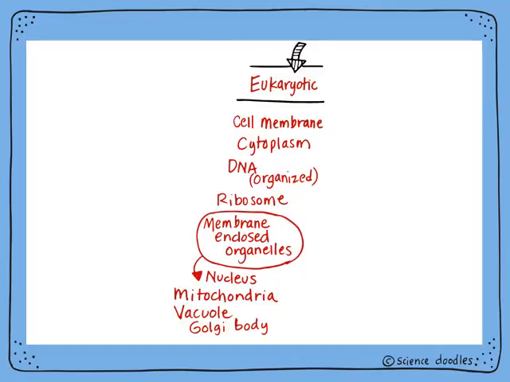Okay, we're going to fill out 2 sides of this. The first one is eukaryotic. They have a cell membrane, which is the outside around the cell. We have cytoplasm, which is like the goo inside the cell. We have DNA that's organized and stored inside the nucleus. We have ribosomes. We have membrane-enclosed organelles. We have a nucleus, mitochondria, vacuole, and Golgi body. Those are some of the organelles, but again, just focus on the nucleus.